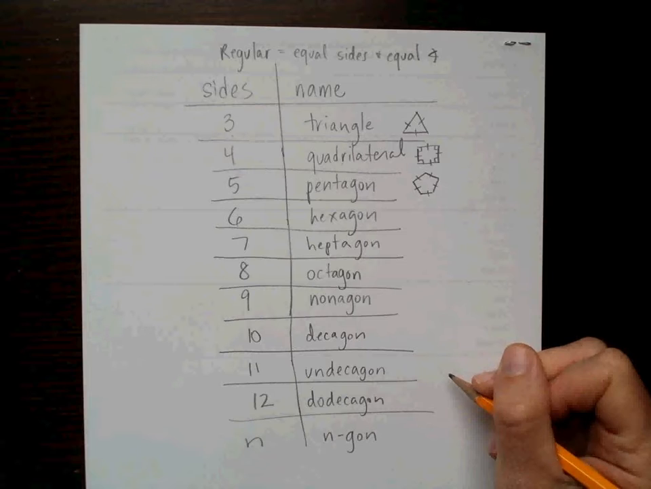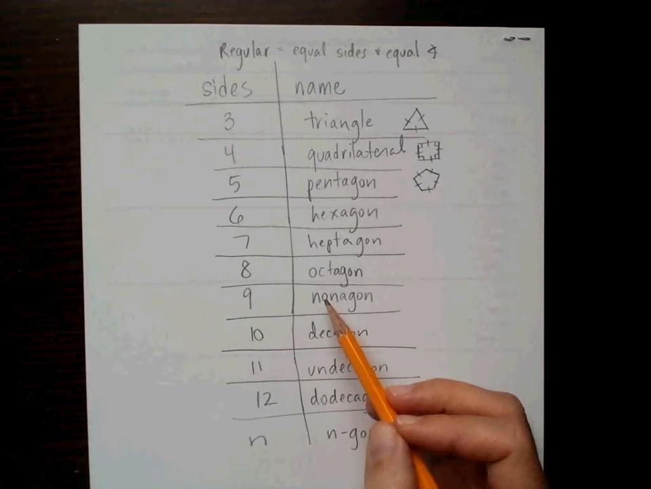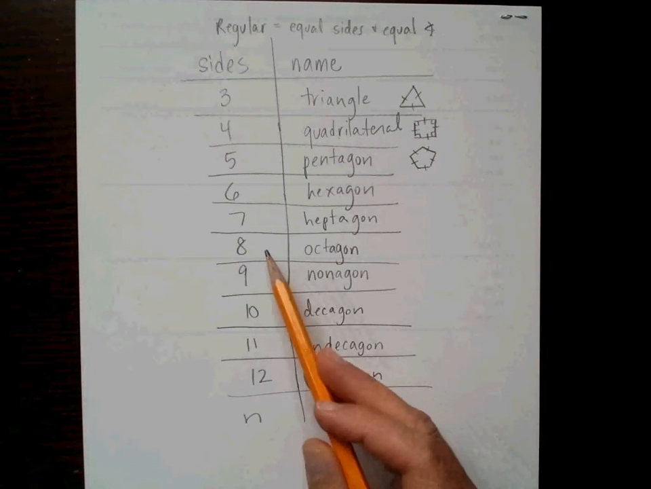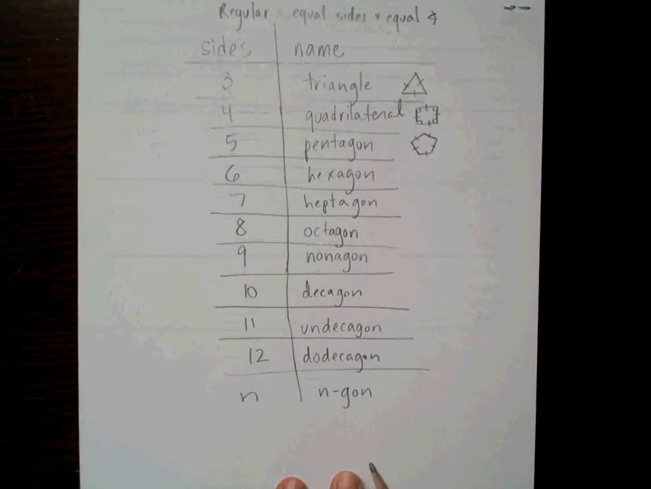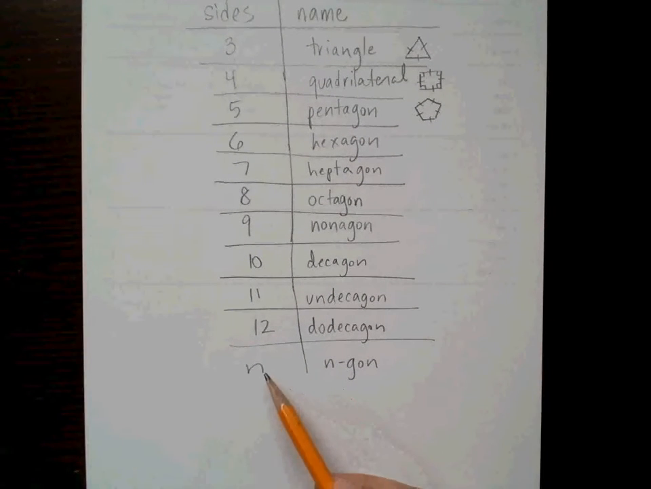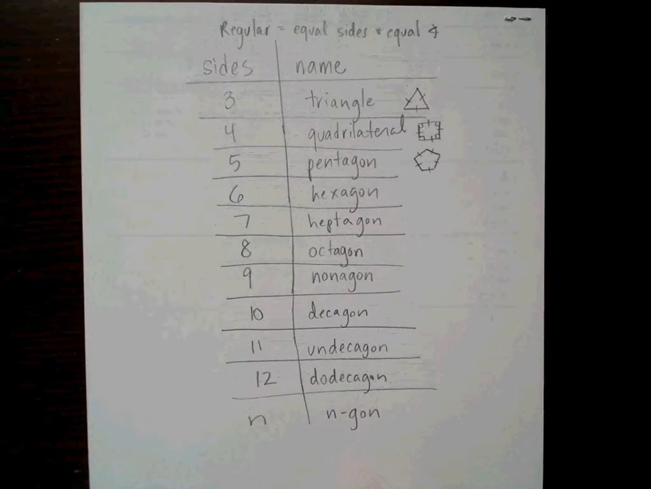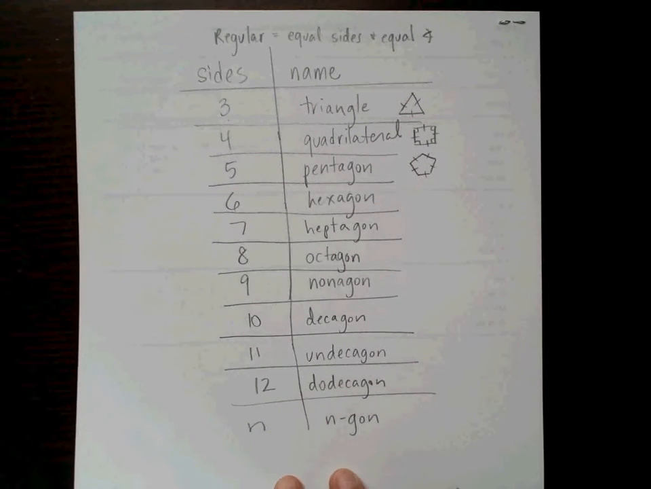And then if you go down this list, you might want to snap a picture because you need to know the names for the number of sides. So for instance, an 8-sided figure is called an octagon, 9 sides is a nonagon, and so on. Once you get to 13, they usually just say 13-agon. All right, so snap a picture of that, and then we're going to do some example problems.